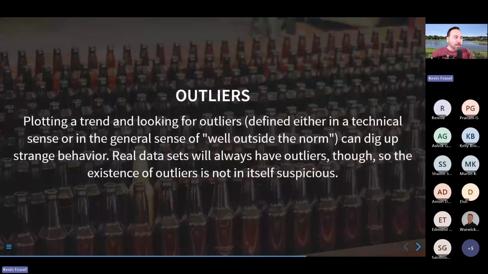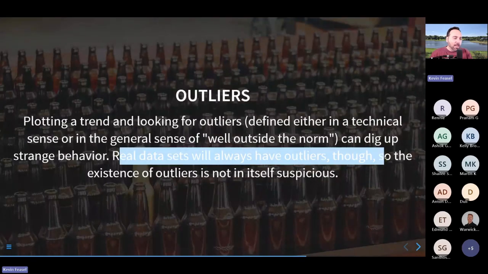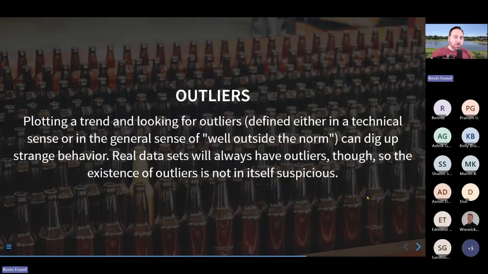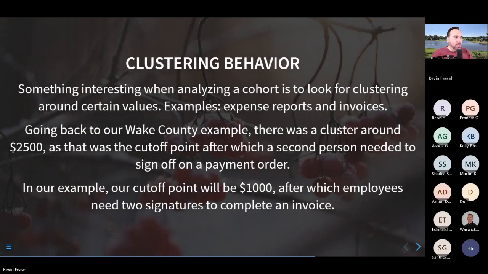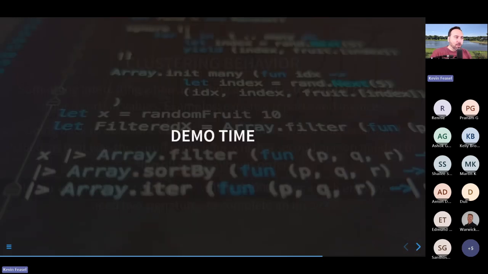But again, real data sets will always have outliers. So just because something is an outlier doesn't mean that it's necessarily anything that's suspicious in and of itself. There will always be a max. There will always be outliers. Now, where things might be interesting is this clustering behavior. We saw a little bit of that with coming very close to that $1,000 but not going over.